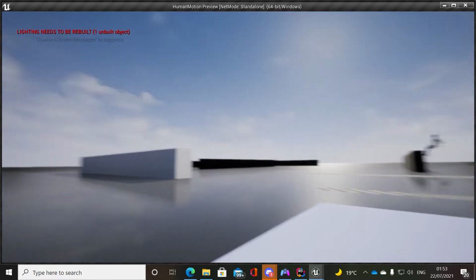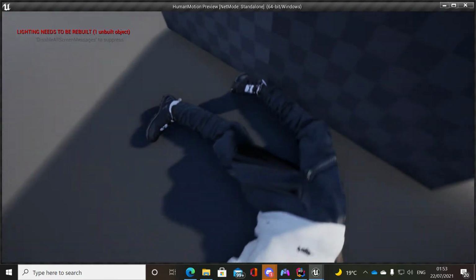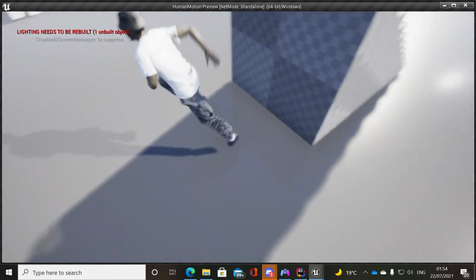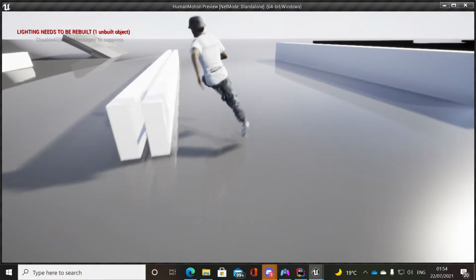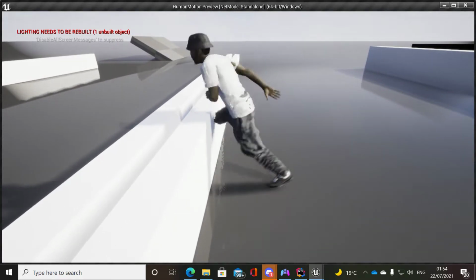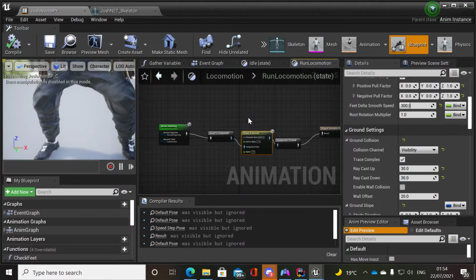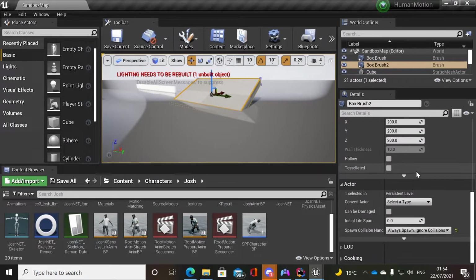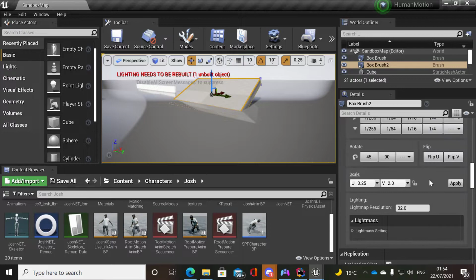Why is it doing this crazy thing? No, we can't jump through. Oh yeah, because we're flying. I'm pretty sure these meshes don't have collisions. Oh, that makes a lot more sense. So this doesn't even have any collisions on it. Yeah, I think so.